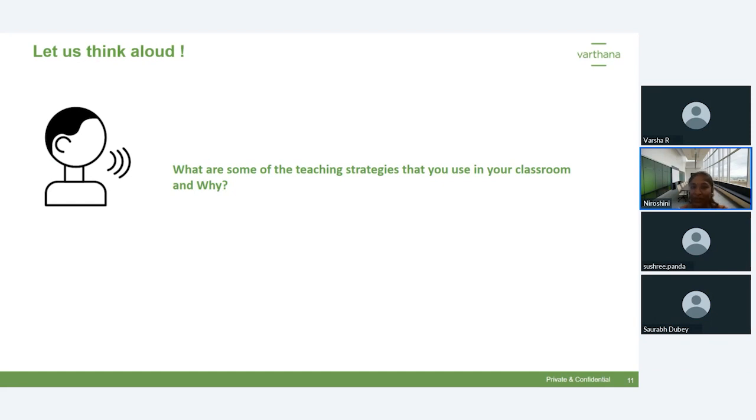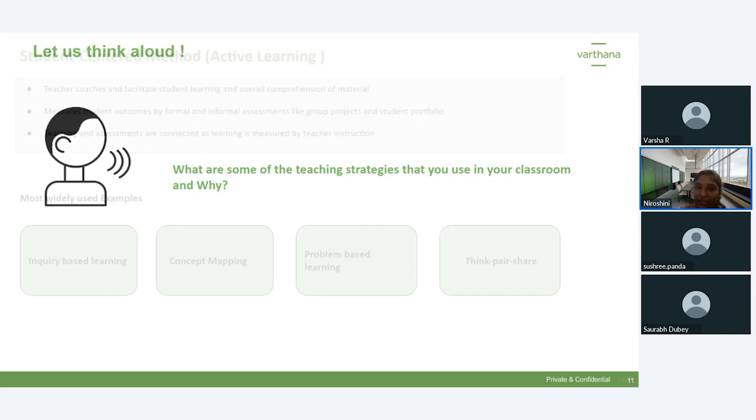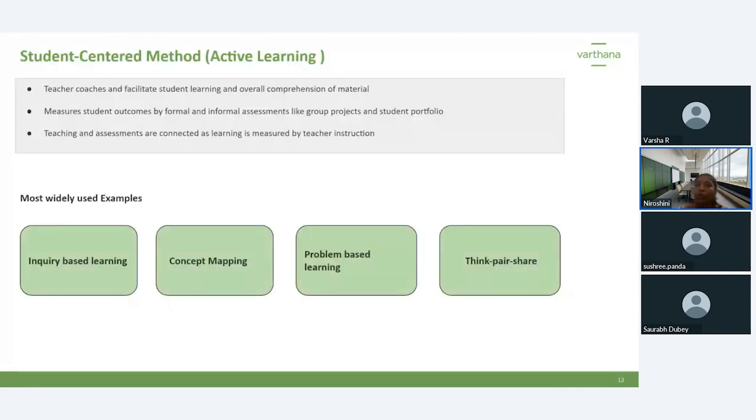We are about to look at a very interesting method, like we discussed earlier. We would have seen it in the earlier slides, which is called a student-centered method. So this is more of an active learning space, where the student becomes an active participant, and the teacher as well. Because the teacher here becomes a coach or a facilitator in order to support student learning. And also the teacher plays this coach role in order to help the child understand the concept as well.